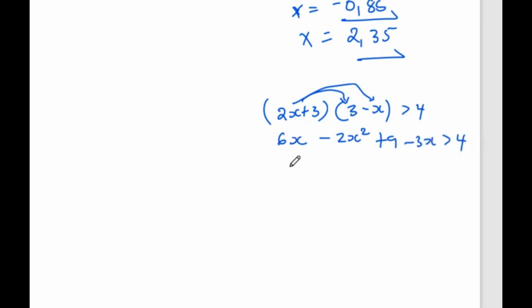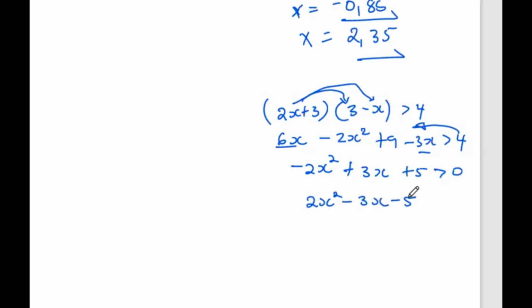Collect the like terms. So negative 2x squared. This and this is a plus 3x. When I move the 4 to that side, transpose it, I'll get 5 is greater than 0. Then I'll divide through by a negative since I want my A to be positive. So this is going to be 2x squared minus 3x minus 5 is less than 0. Since I divide with a negative, the inequality symbol must change. And then I'm going to use my factors, or you can use the quadratic formula, no problem.